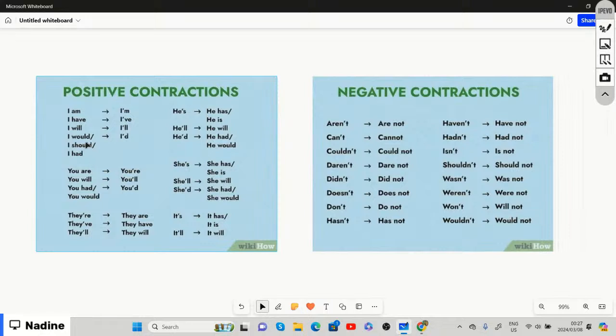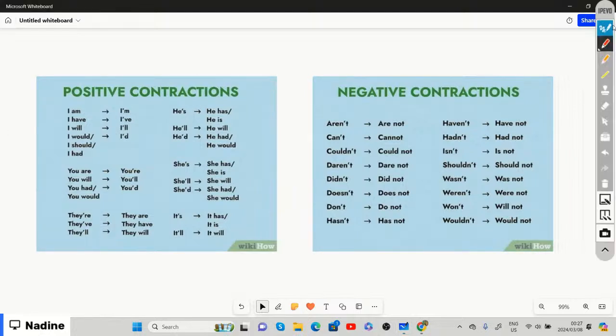All right. So once again, these are positive contractions, and then we have negative contractions. And remember, when it comes to negative contractions, we form our word by using the word not. But then once we do the contraction, we drop the O, and we put the apostrophe in place of the O. All right.